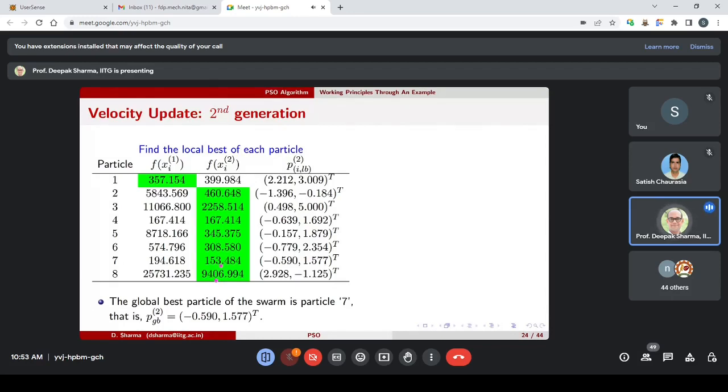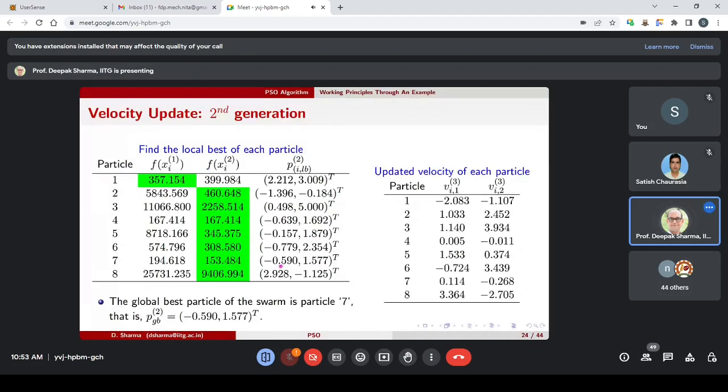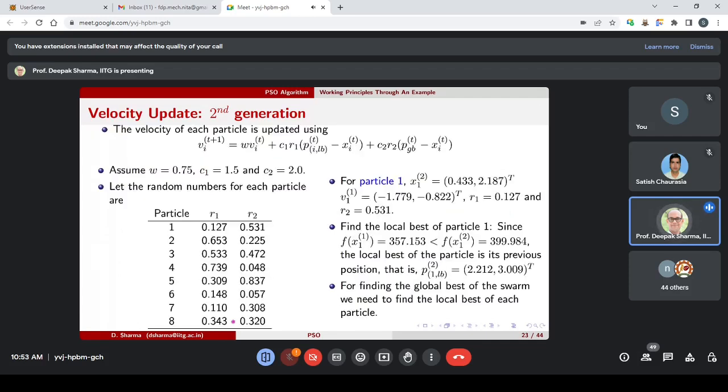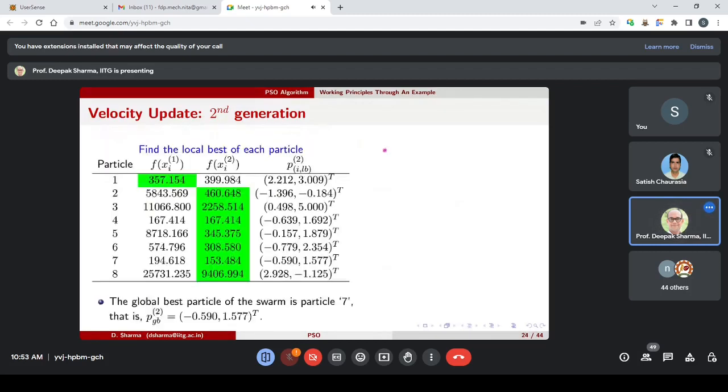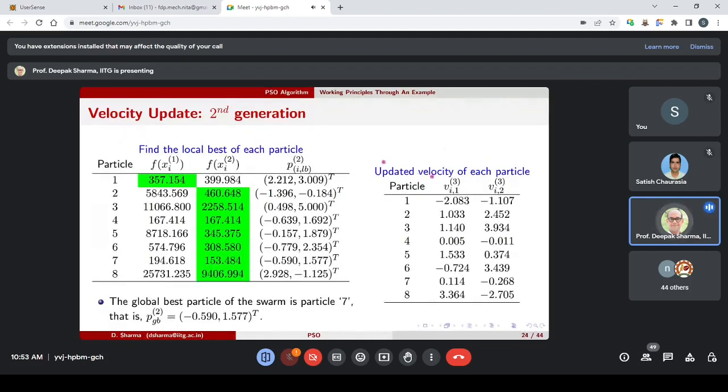So we can say that the global best in iteration number 2 is the same X value which is written for particle number 7. So using the local best of each of the particles, the global best of the swarm, and the formula which we have used in the previous slide, now I have the value of each and every component in this formula. I can find out the updated velocity of each particle.